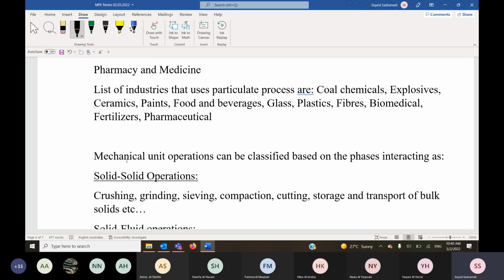The list of industries is very wide. Industries that use these particular processes are coal, chemicals, explosives, ceramics, paints, food and beverages, glass industry, plastics, fibers, biomedical, fertilizers, and pharmaceuticals. In all of these industries, you may use mechanical process engineering.